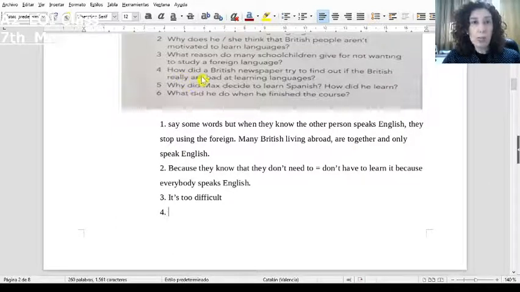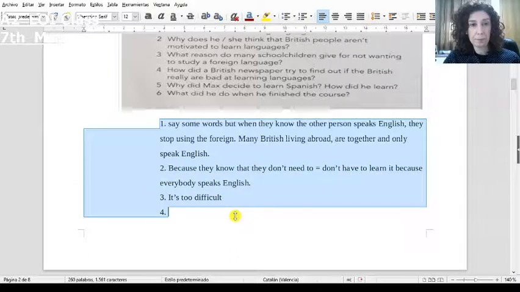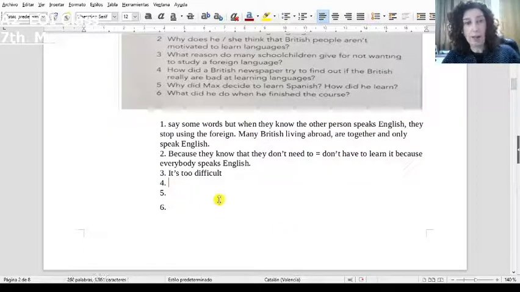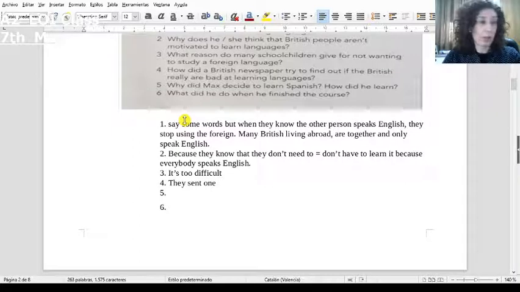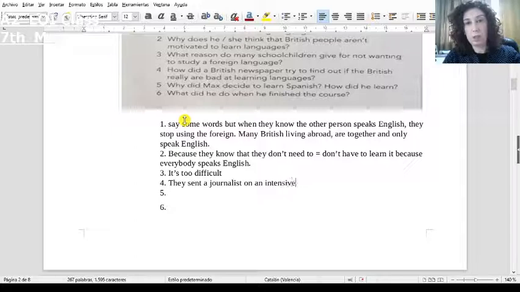Number 4. How did a British newspaper try to find out if the British really are bad at learning languages? How do they do it? What kind of study or research did they do? Yeah, they sent one of their journalists to take a test on an intensive course. Only 1 month, yeah, and he came here to Spain to do the test.